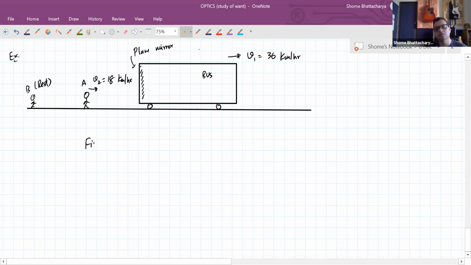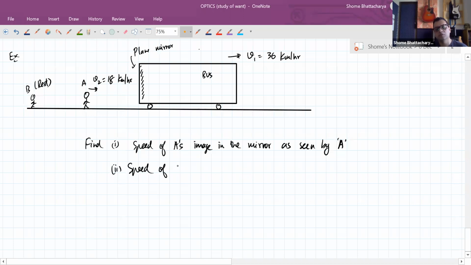So we want to find the speed of A's image in the mirror as seen by A. I also want to find the speed of A's image as seen by B. Just try this out, people.